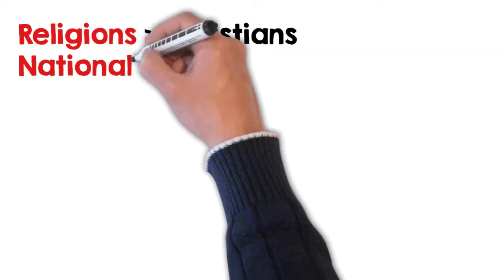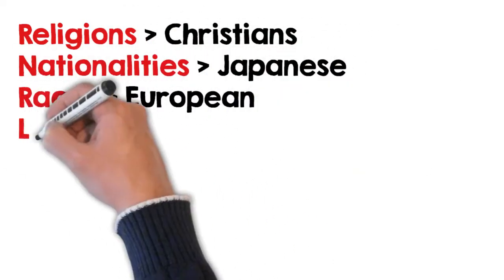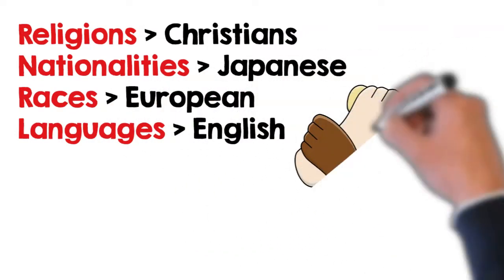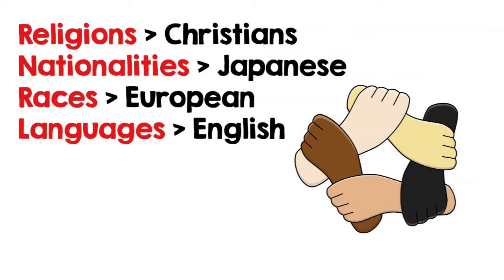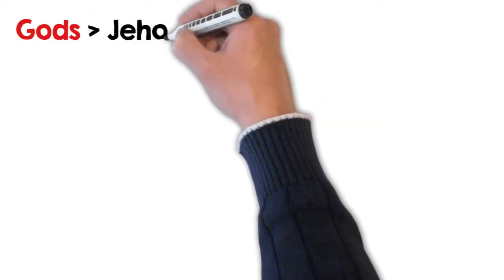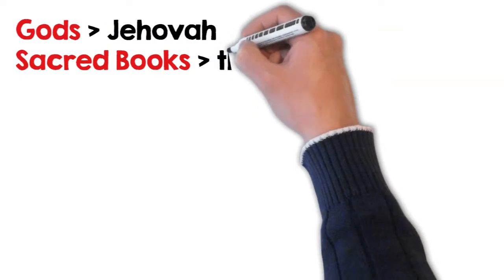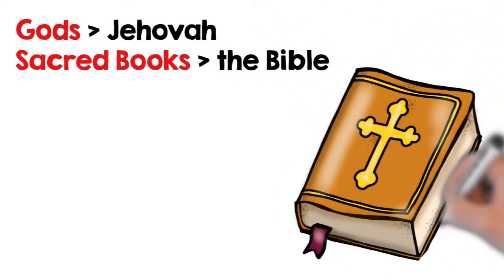Capitalize religions, such as Christians. Capitalize nationalities, such as Japanese. Capitalize races, such as European. Capitalize languages, such as English. Capitalize gods, such as Jehovah, and capitalize sacred books, such as the Bible.